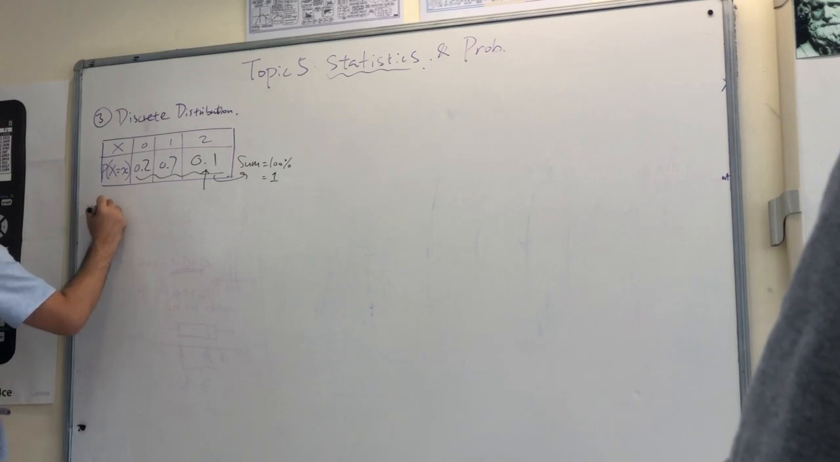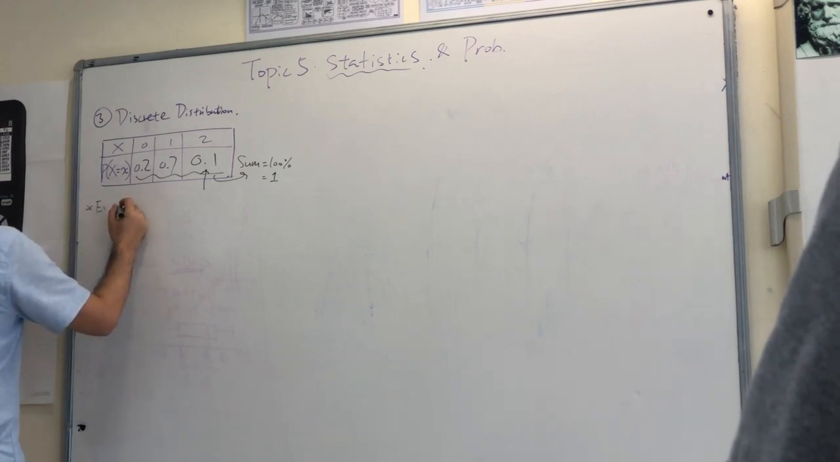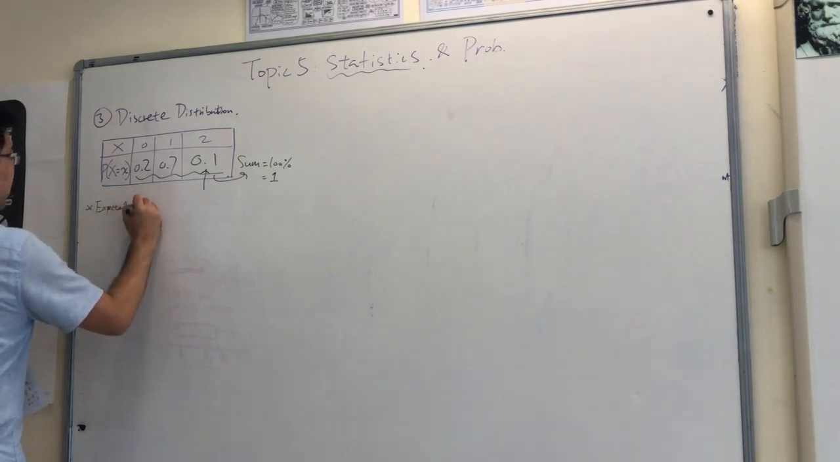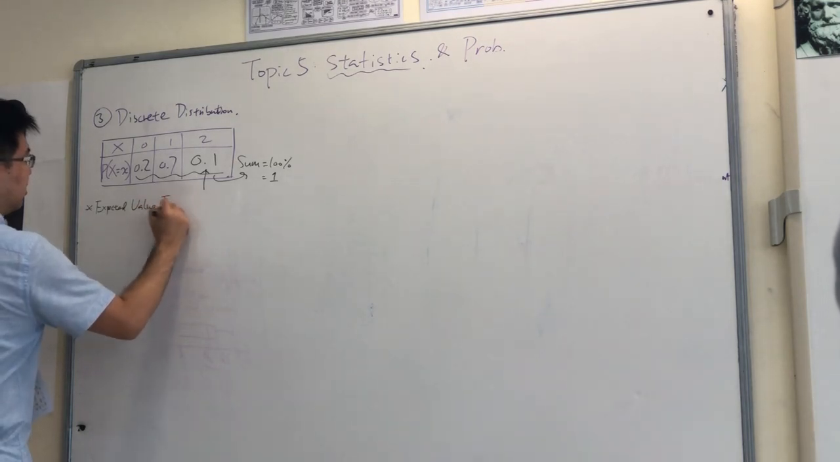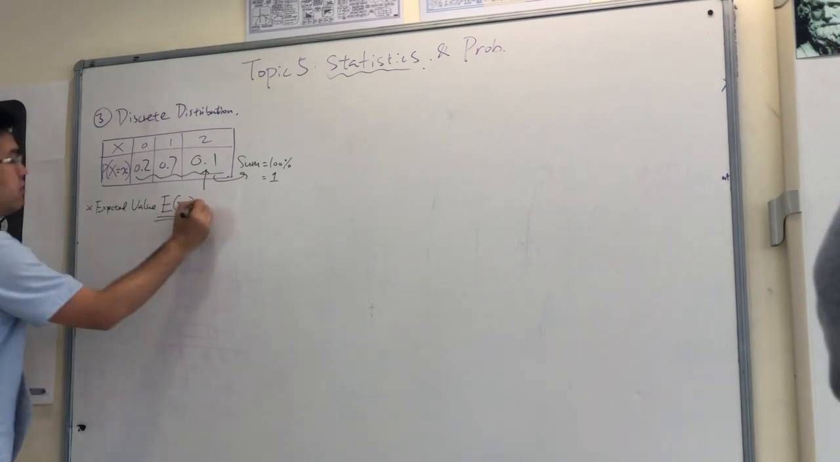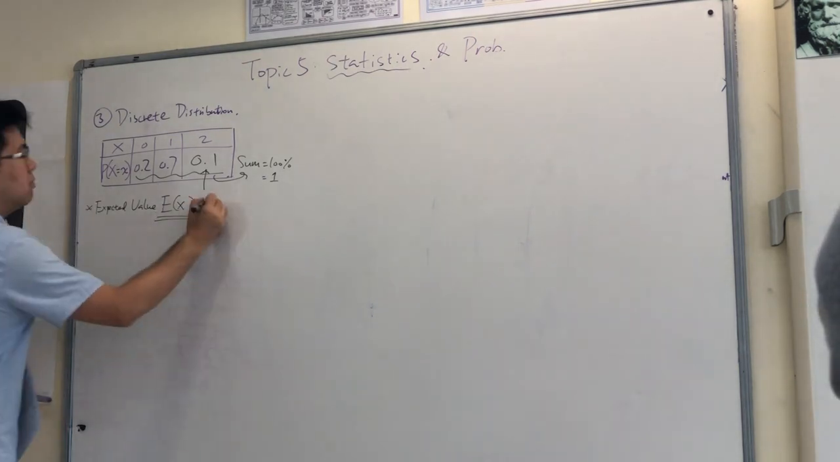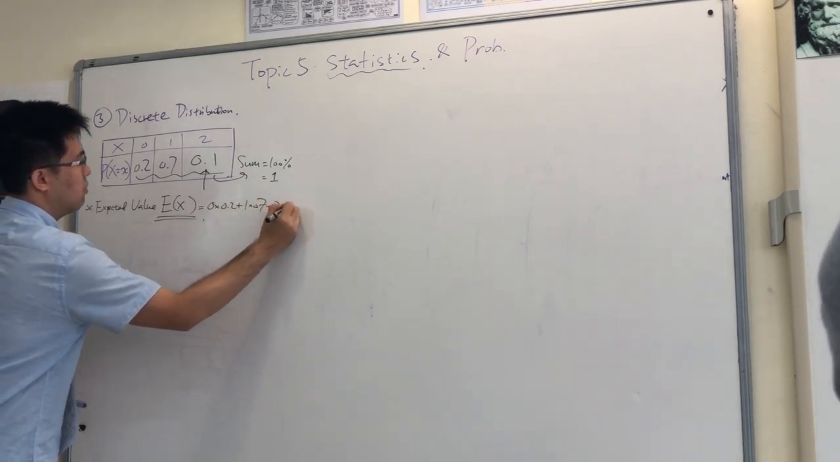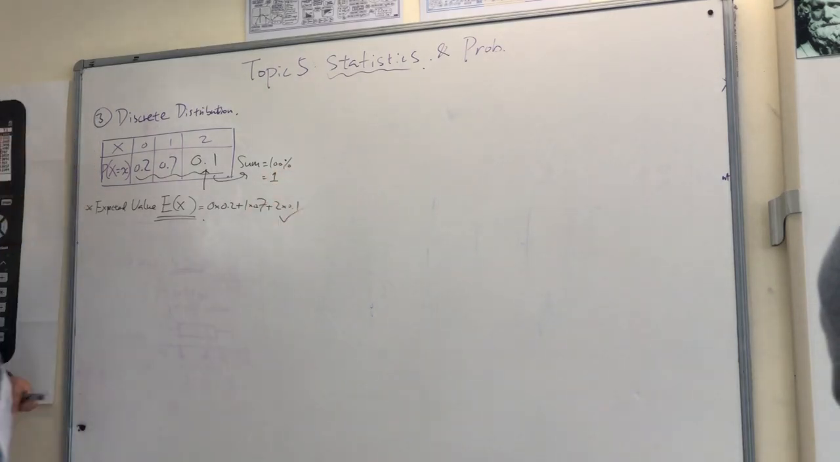And then we also have another concept. It's called expected value, or just E(X). Ian, how do we find the expected value of this distribution? You times the numbers by the probability. So in this case specifically, what should we do? 0 times 0.2 plus 1 times 0.7, plus 2 times 0.1. Exactly. That will give you the expected value.